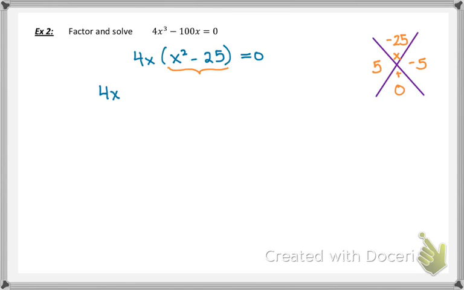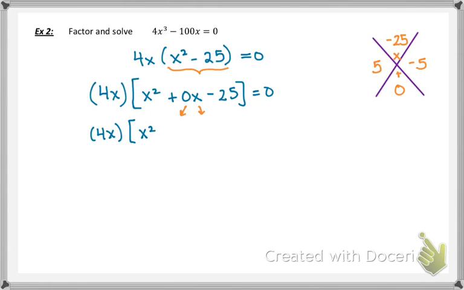So 4x stays out. If you want to put parentheses around it, that's fine. And then this 0x in the middle, so I'm just going to write it like this so you know it's the 0x. We're going to break that up into 5x and negative 5x. So you're really just trying to factor it the exact same way when you have a quadratic. And then once we have 4 terms, we're going to group them.